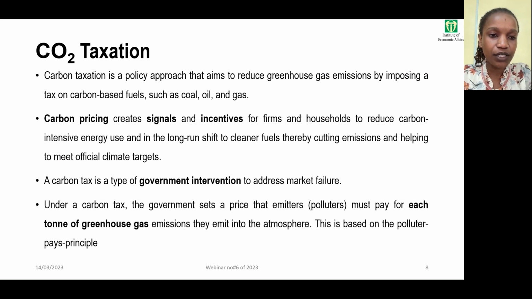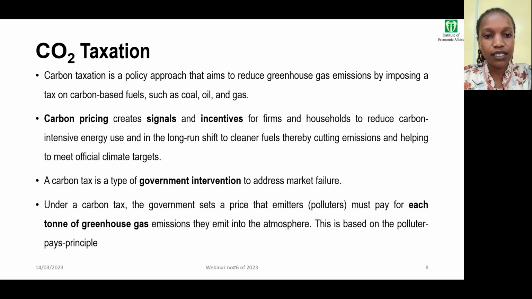Moving on, carbon taxation. Carbon taxation is a policy approach that aims to reduce greenhouse gas emissions by imposing a tax on carbon-based fuels such as coal, oil, and gas. There have been several meetings since the Kyoto meeting in Japan, then there was a Paris meeting to push for more of a green agenda. And one of the ways that has been pushed towards a more green-based agenda is through carbon taxation, and governments are using this as an approach to reduce greenhouse gas emission.